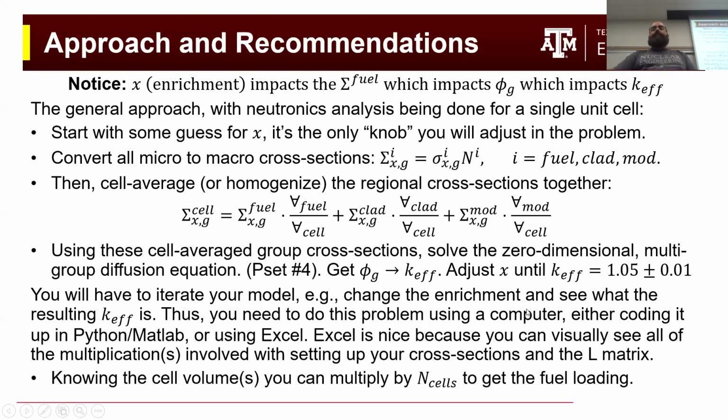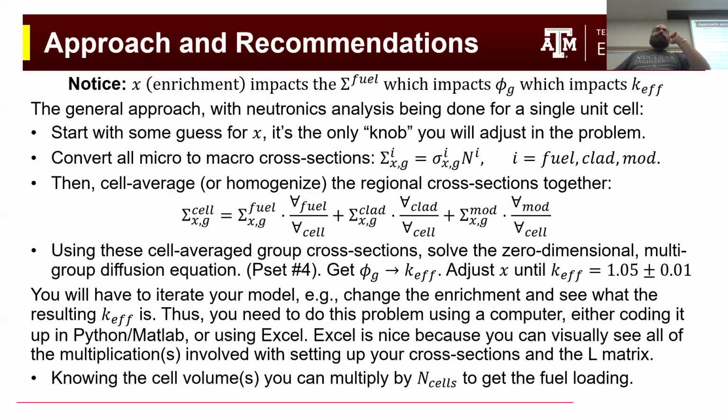And then you just increase or decrease the enrichment until your K effective is in the range that you want. And so that's where the iterations are involved, because you're going to have to repeatedly change X to get your K effective. And if you do it by hand, it's just going to be a mess.